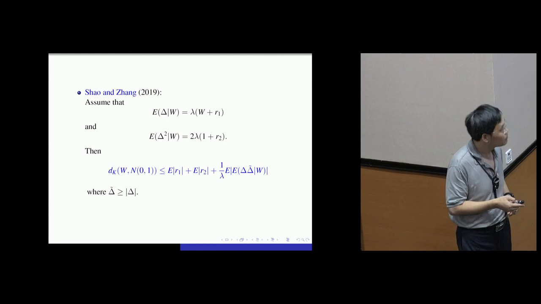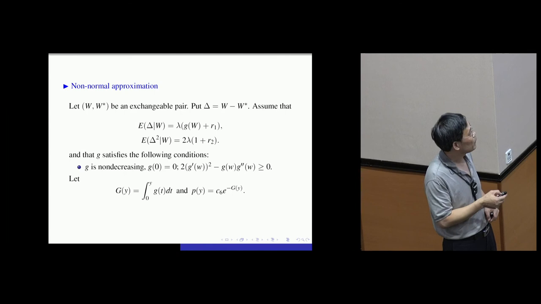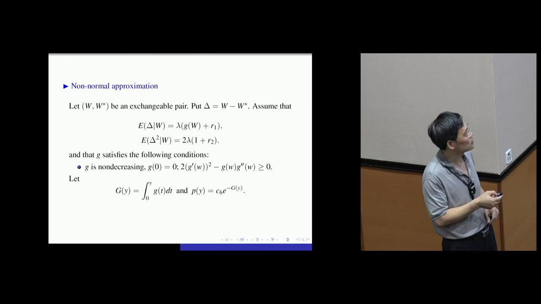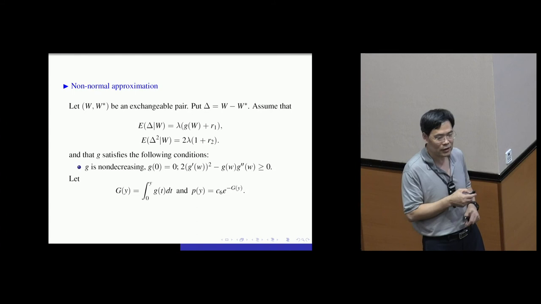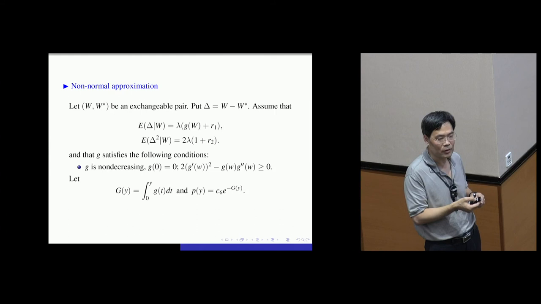And for the general situation, the conditional expected value of delta given W is a function of W, so we call it G of W here. And the conditional second moment is more or less like a linear part, 2 lambda times 1 plus R2. So now we assume that the function G is a non-decreasing function. And without loss of generality, we assume G of 0 is 0, and also satisfy this condition: 2 times the derivative of G squared minus G of W times G second derivative is non-negative. We use this condition to guarantee that the solution to Stein's equation, W times phi of W, that we talked about before, is still a non-decreasing function, so we need to put a condition on the function G here.